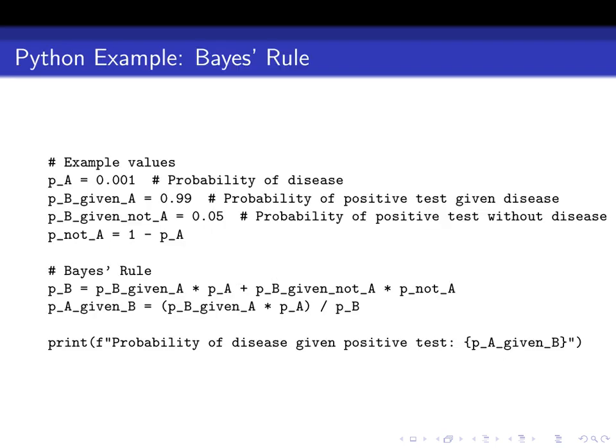On the next slide, the code illustrates applying Bayes' rule in Python. It calculates the probability of an event given observed data, a common task in machine learning and decision-making applications.